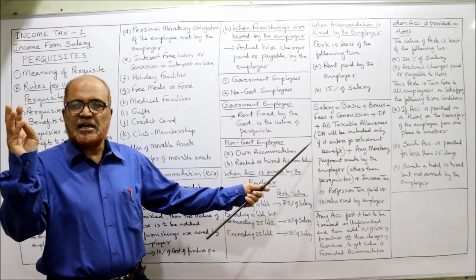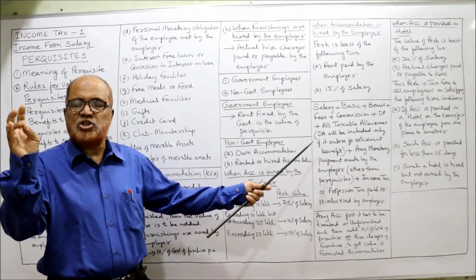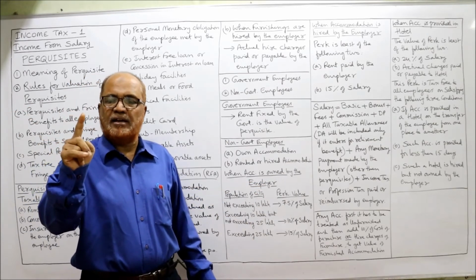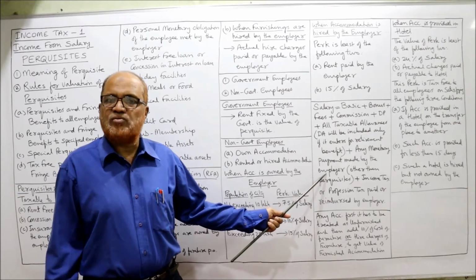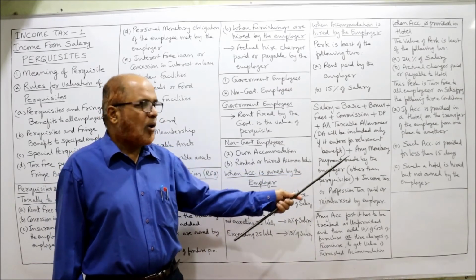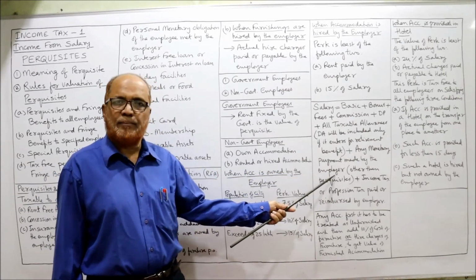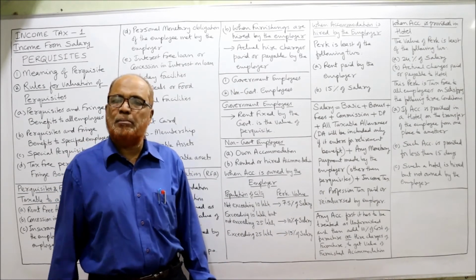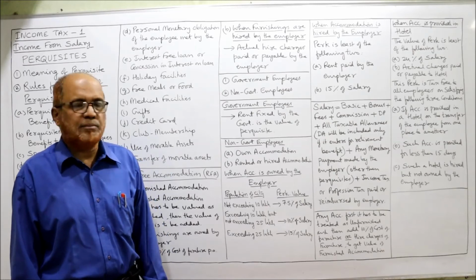Salary means basic plus bonus plus fees plus commission plus DP plus all taxable allowances except DA. DA will be included if it enters for retirement benefit, plus any monetary payment made by the employer other than perquisites, plus income tax or profession tax paid or reimbursed by the employer. This is the meaning of the term salary.